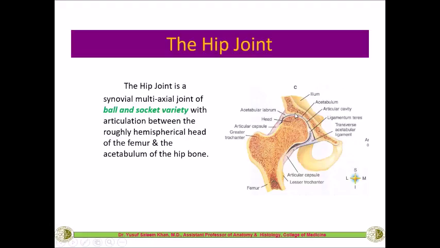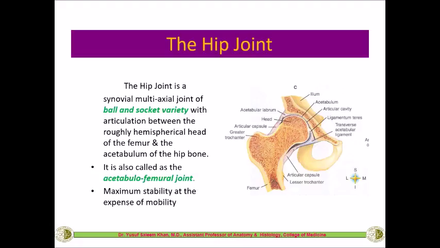Whenever you discuss the joints, you should compare them with those of the upper limb. Compare this hip joint with the shoulder joint. There also we have the head of the humerus articulating with the glenoid cavity. Here, similarly, we have the head of the femur articulating with the acetabulum. Because there is articulation between the head of the femur and the acetabulum, this is also called the acetabulo-femoral joint.